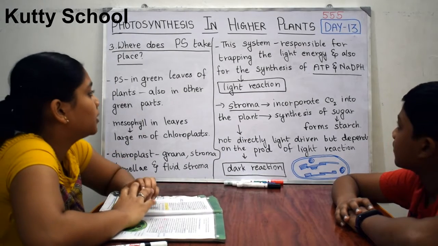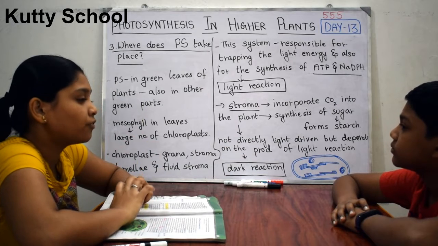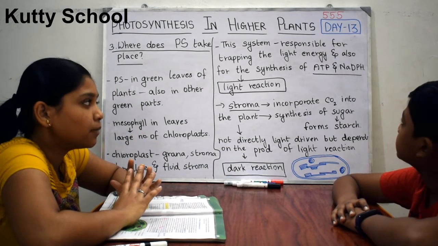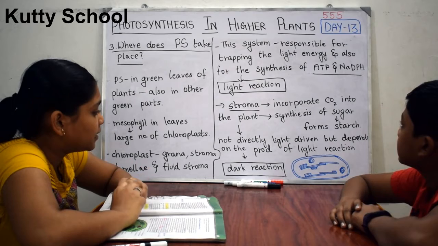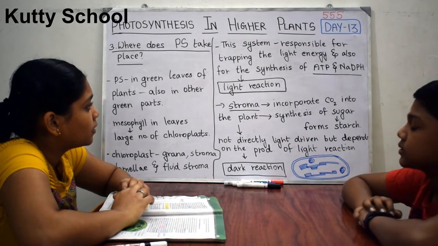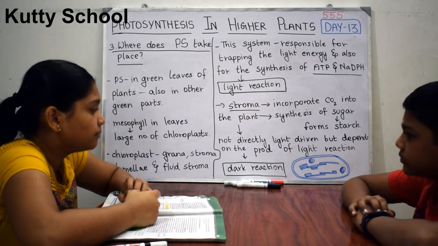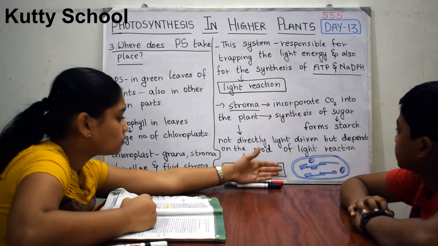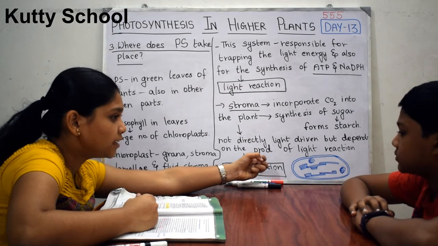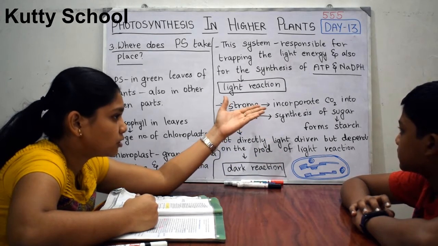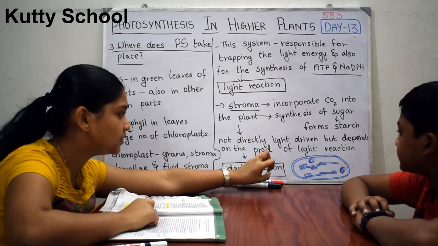This system is responsible for trapping light energy and also for the synthesis of ATP and NADPH. ATP is nothing but adenosine triphosphate, and NADPH is also a chemical compound like ATP. When light falls on these mesophyll cells, they absorb the light energy and produce these chemical bonds, ATP and NADPH, for energy. These are known as energy bonds.